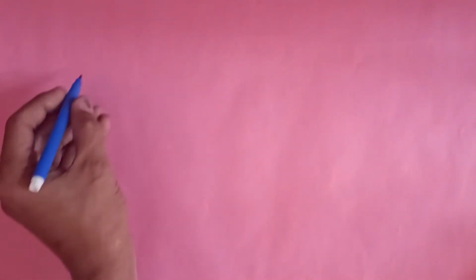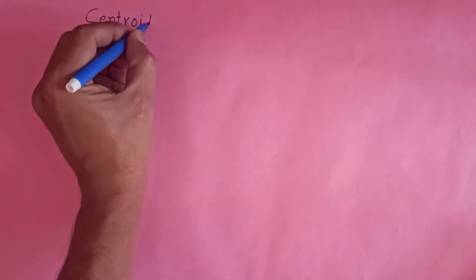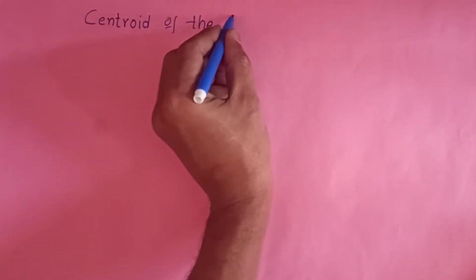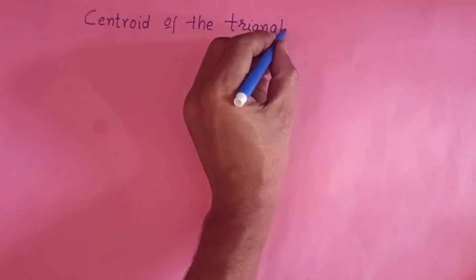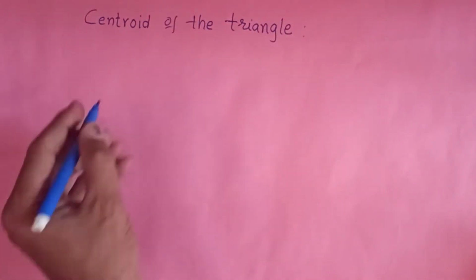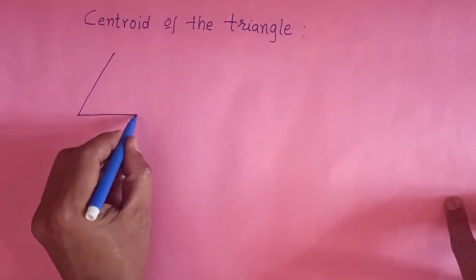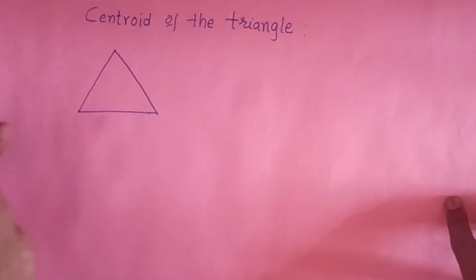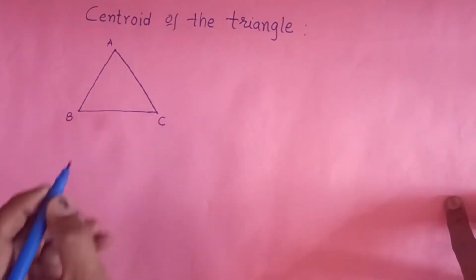Hello friends, in this video I am going to explain how to calculate the centroid of the triangle element. Okay, so let me draw a triangle element. And at the vertices, let me represent A, B and C.